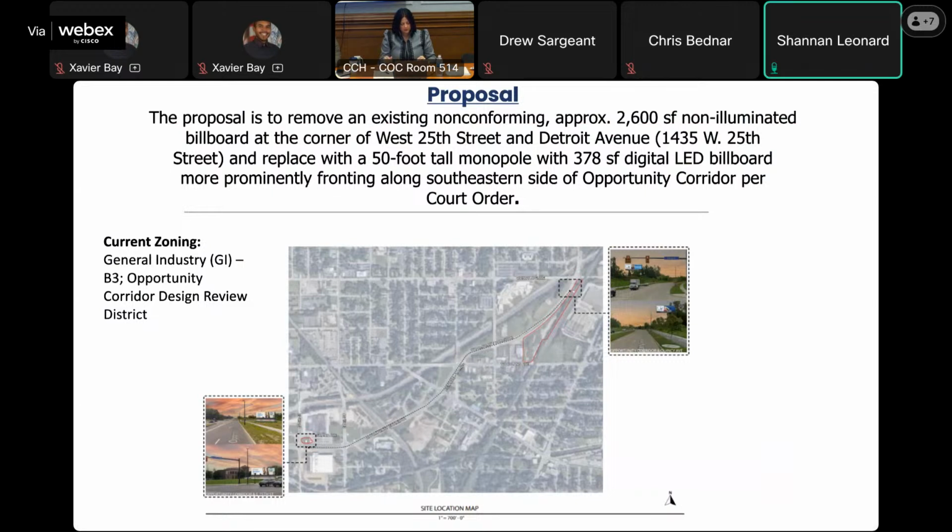I am. Good morning, Madam Chair, and commission members. So this is a proposal to essentially replace the 2,600 square foot non-illuminated billboard at the corner of West 25th and Detroit Avenue and replace it with a 50-foot tall monopole with 378 square foot digital LED billboard fronting along the southeastern side of Opportunity Corridor per the court order. This specific property is right outside the form-based code district. It's still zoned general industry, B3, and it's in the Opportunity Corridor Design Review District.